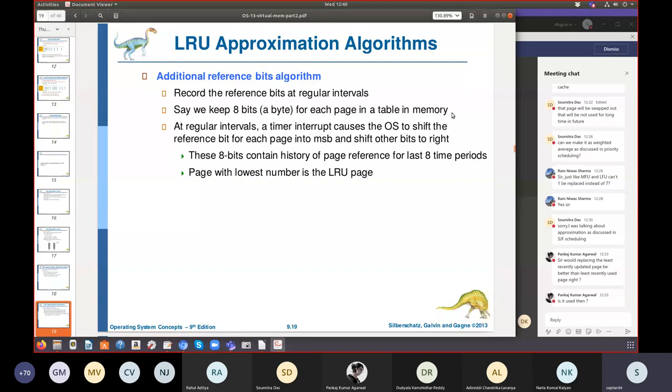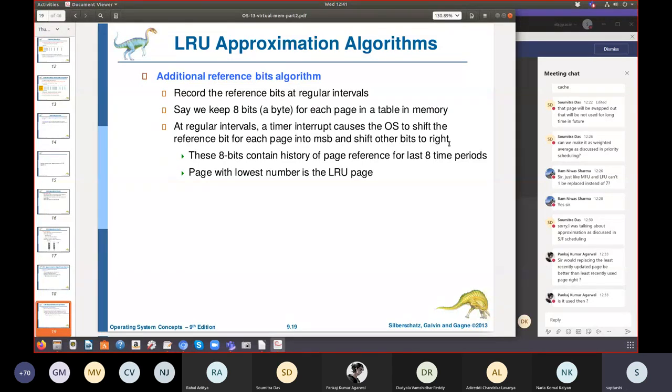Basically now we are bringing in the time factor. At regular intervals, the OS is shifting the reference bit for every page into the MSB and shifting other bits to the right. So basically it's a cyclic clock kind of thing. The reference bit is brought to the MSB and the other bits are shifted to the right. So what does that imply?